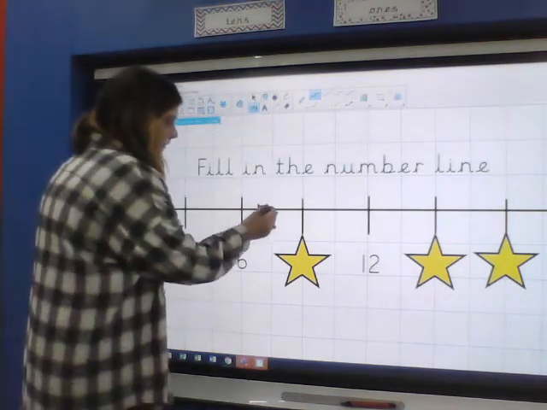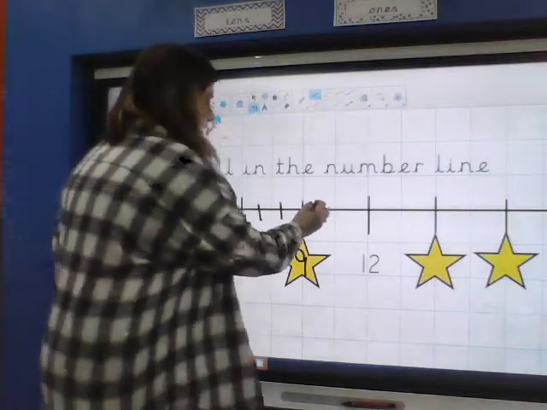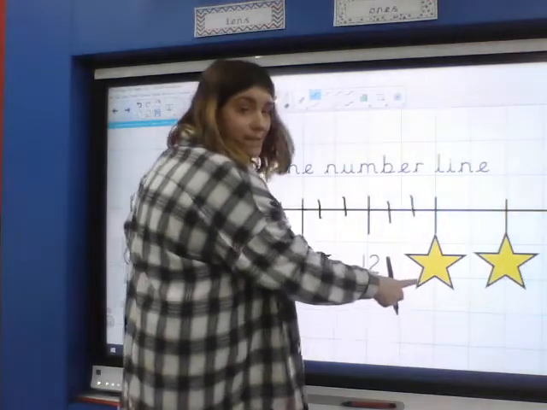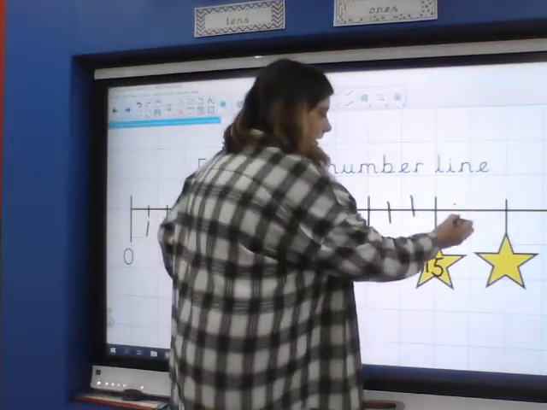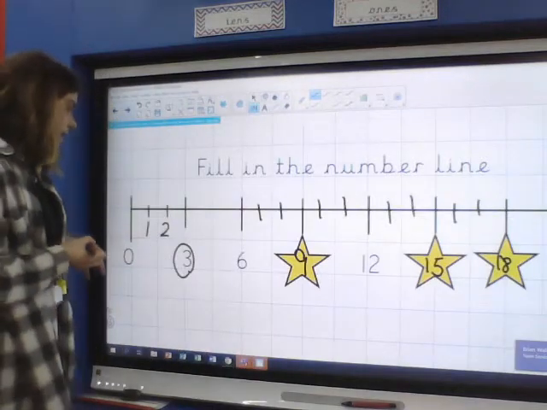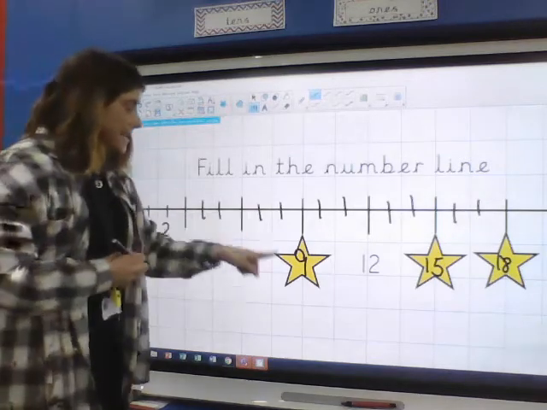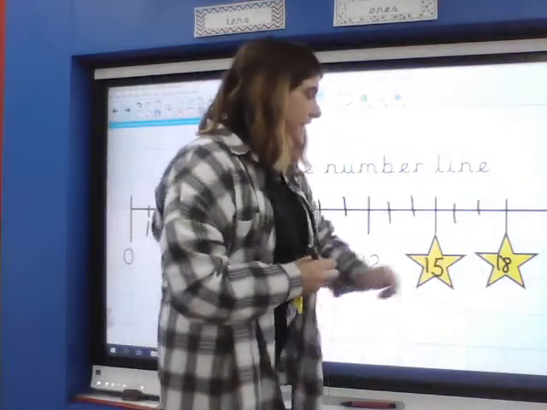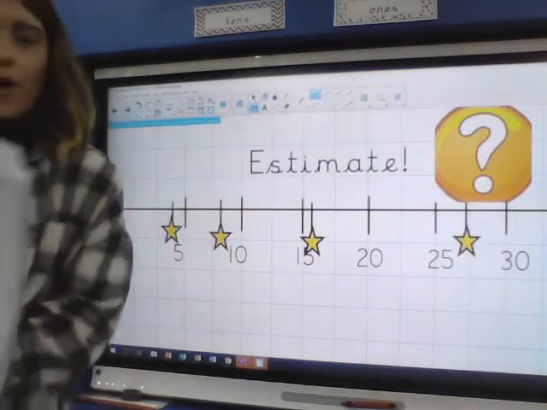6, 7, 8, 9, 10, 11, 12, 13, 14. What's missing here? 15. Okay. 16, 17, 18. Could you work out what was missing? I'm counting in threes here. So 1, 2, 3, 4, 5, 6, 7, 8, 9, 10, 12, 14, 15, 18. Okay. So that should help you with the first part of your activity.